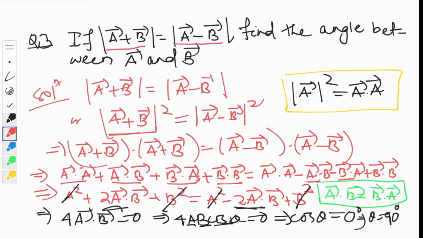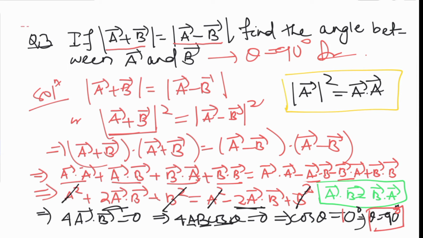So finally we got our answer. Theta is equal to 90 degrees, children. So this is the solution. Find the angle between A and B. Here the angle is 90 degrees. This is your answer, children. Clear? Then we'll move to the next question.